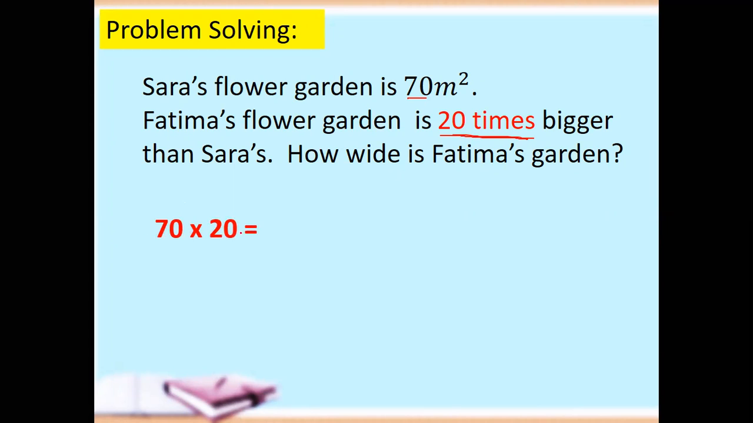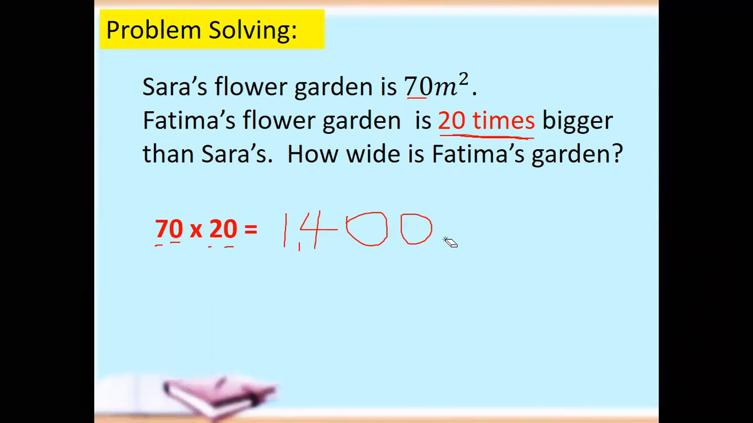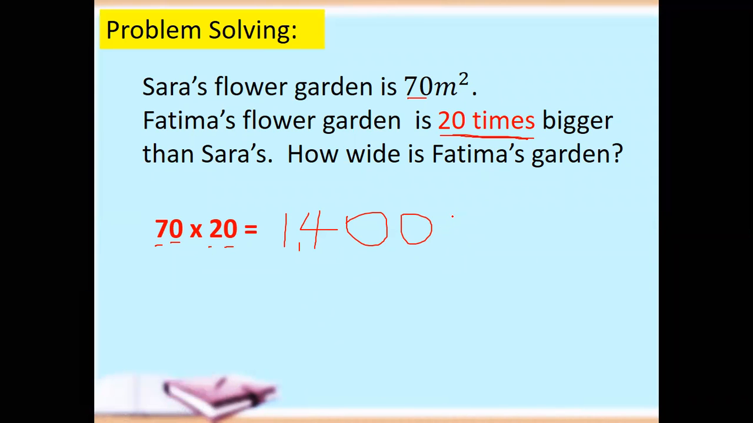70 times 20. So what is 7 times 2? Yes, it is 14. And how many zeros do we have? We have 2 zeros. So the flower garden of Fatima is 1,400 meters square. All right.